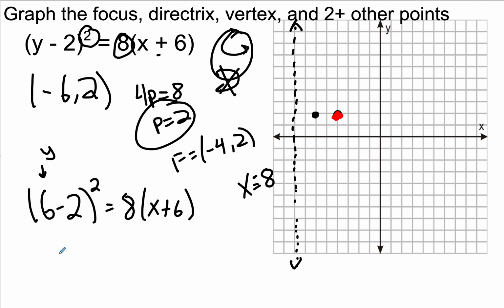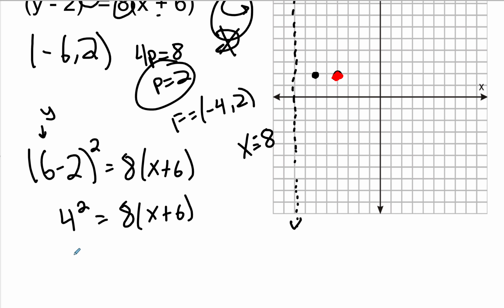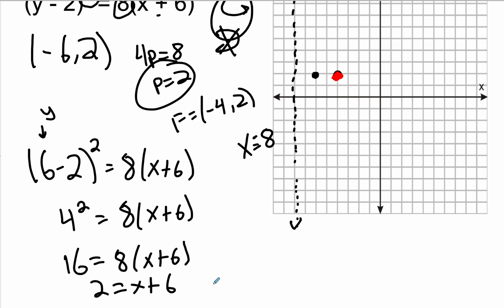Okay, so this becomes 4. So I square the 4 because PEMDAS. It's going to give me 16 equals 8 times x plus 6. 2 equals x plus 6. You divide them. X equals -4. So x is -4. Y is 6.